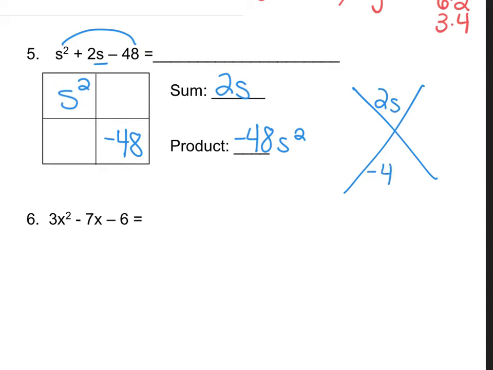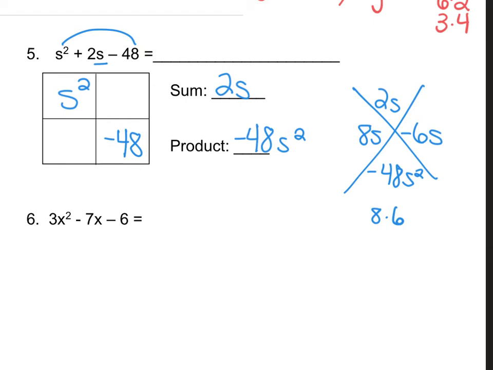my factors of 48 have to be pretty close to each other in order to add to a small number like 2. So what I can see is that 8 and 6 are factors of 48. So I know I have 8s and 6s. Which one has to be negative in order to get a positive 2? That would be the smaller one. So 8s minus 6s gives me 2s.